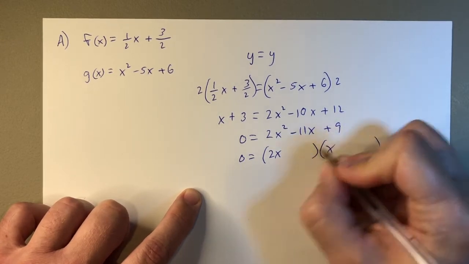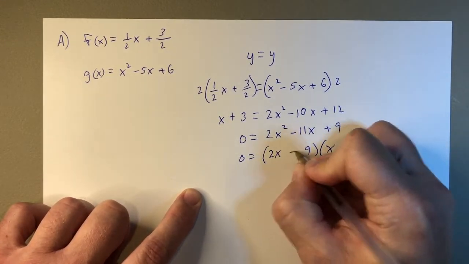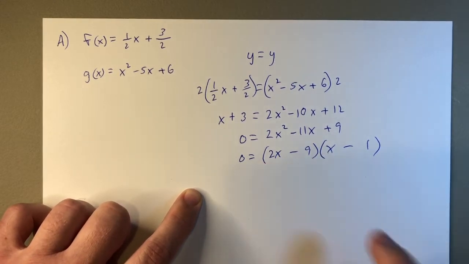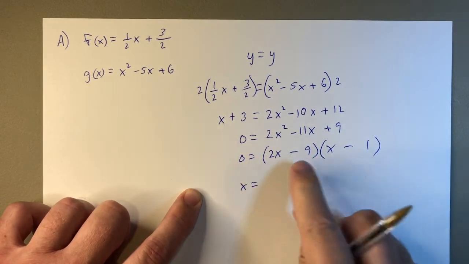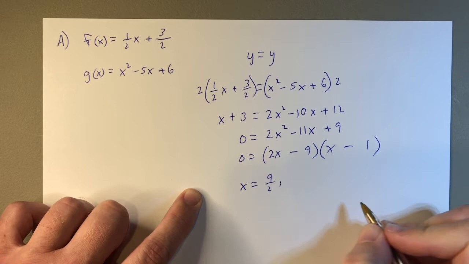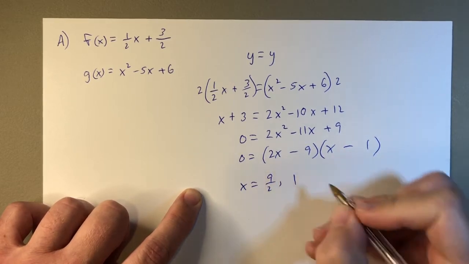Let's see. I believe that works. -9, -2, -11. Yep. And the first and last also work. So again, you set each binomial equal to 0 and solve for x. That's going to give us 9/2 and 1. Now you're not finished here.